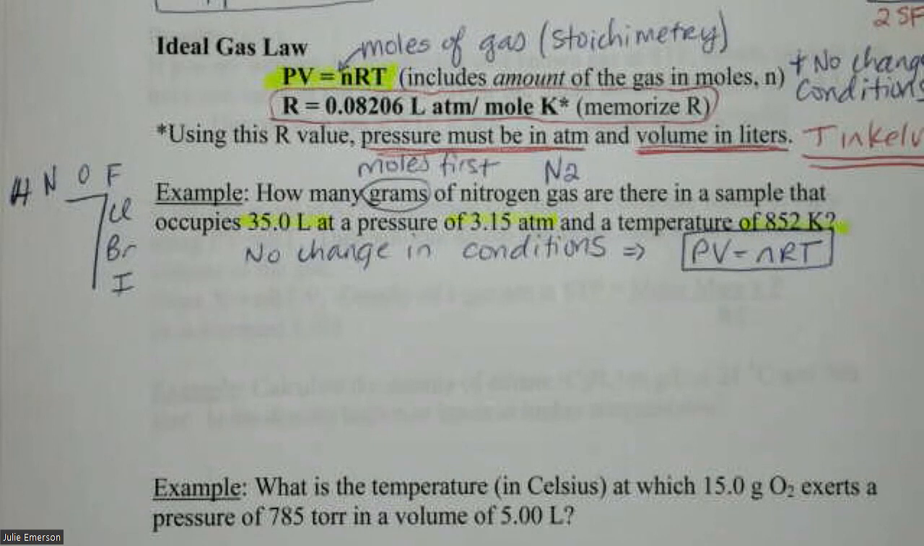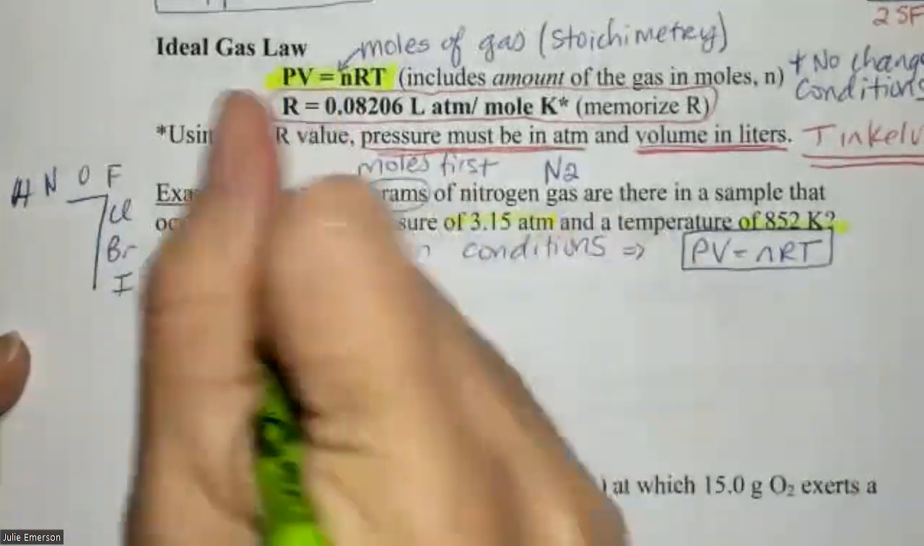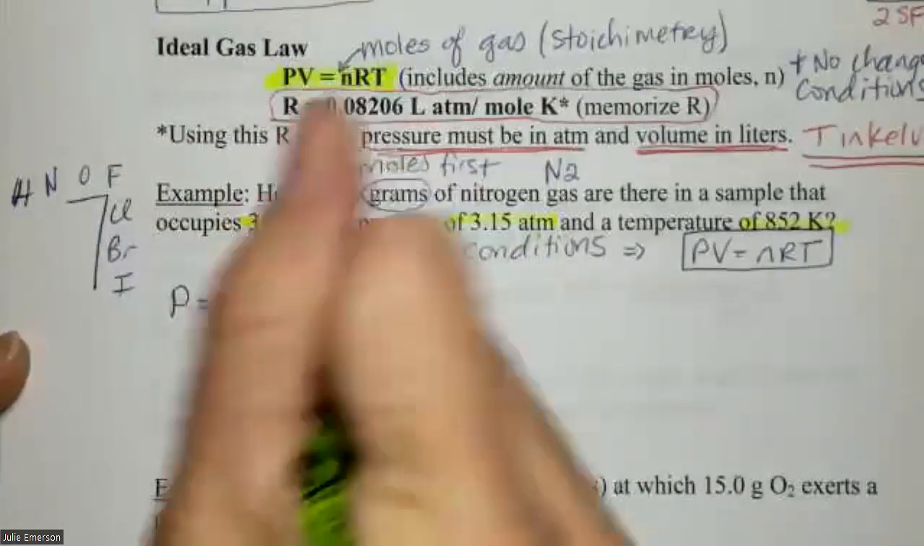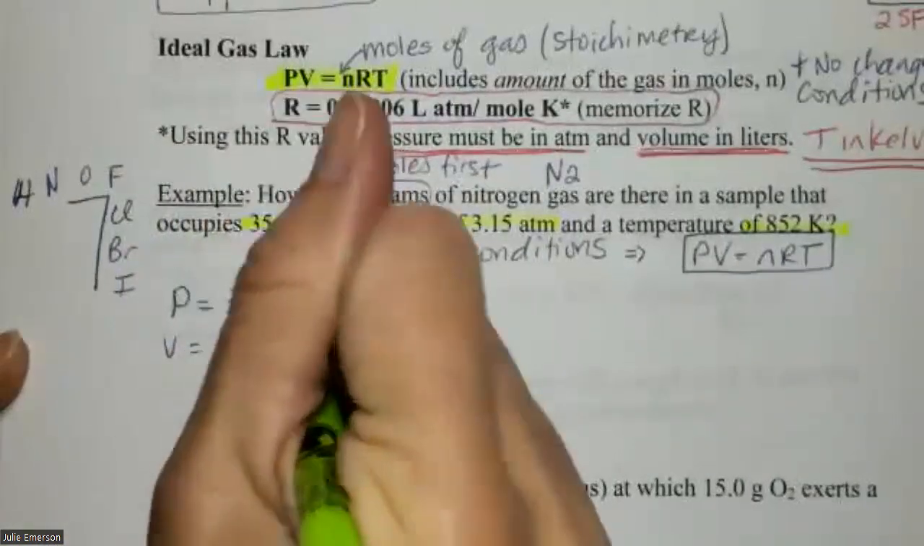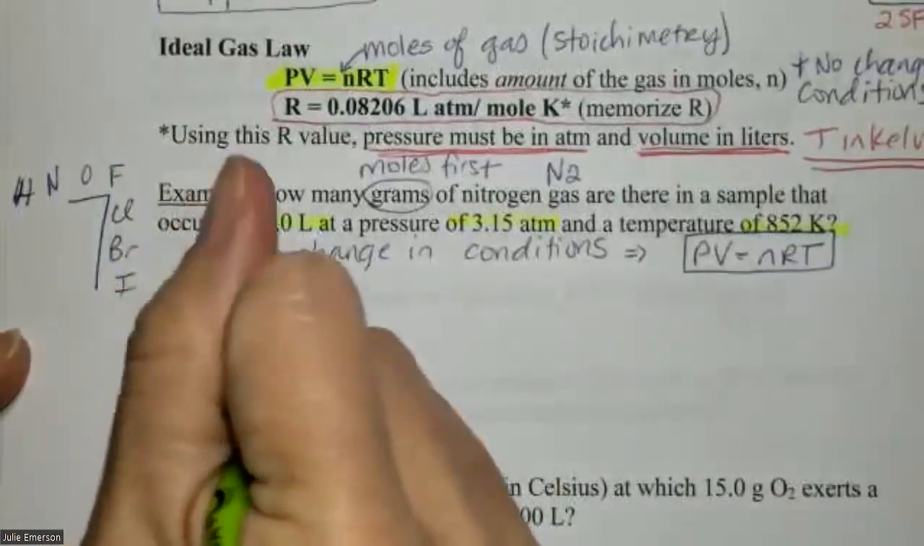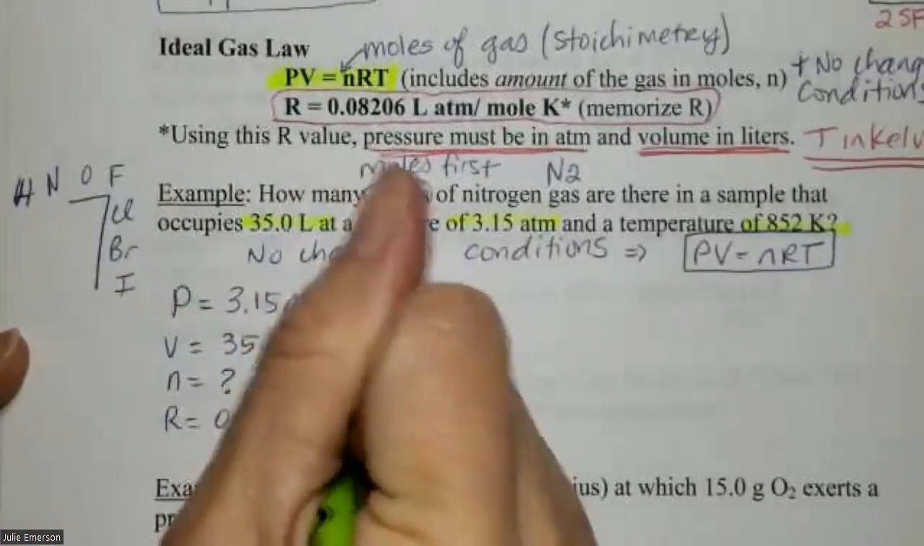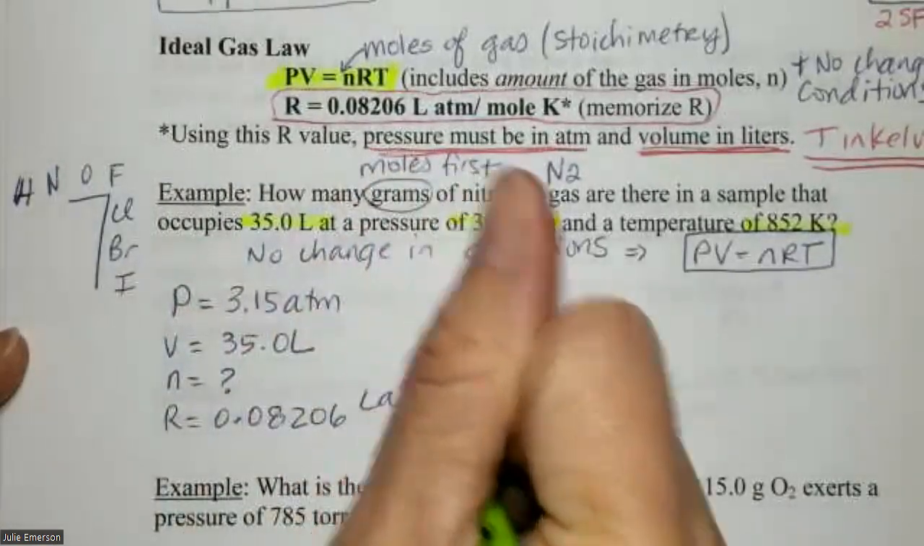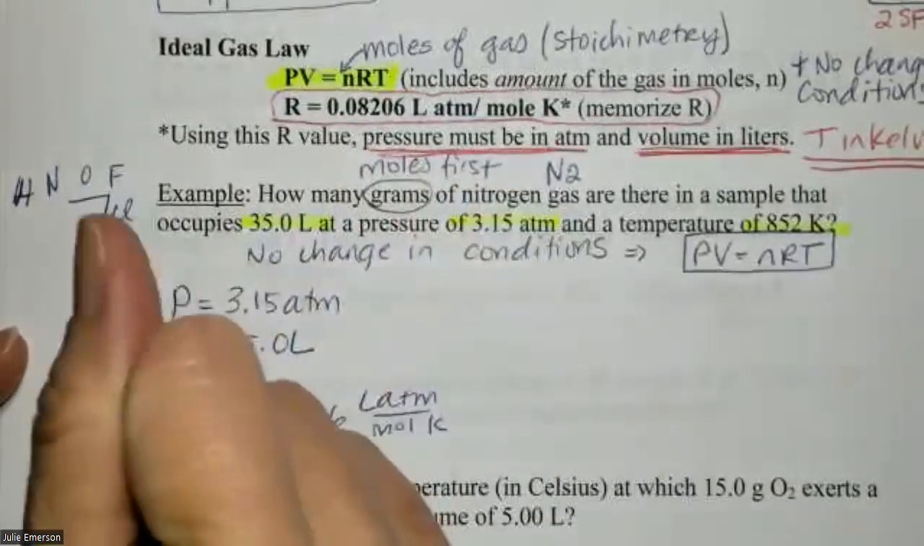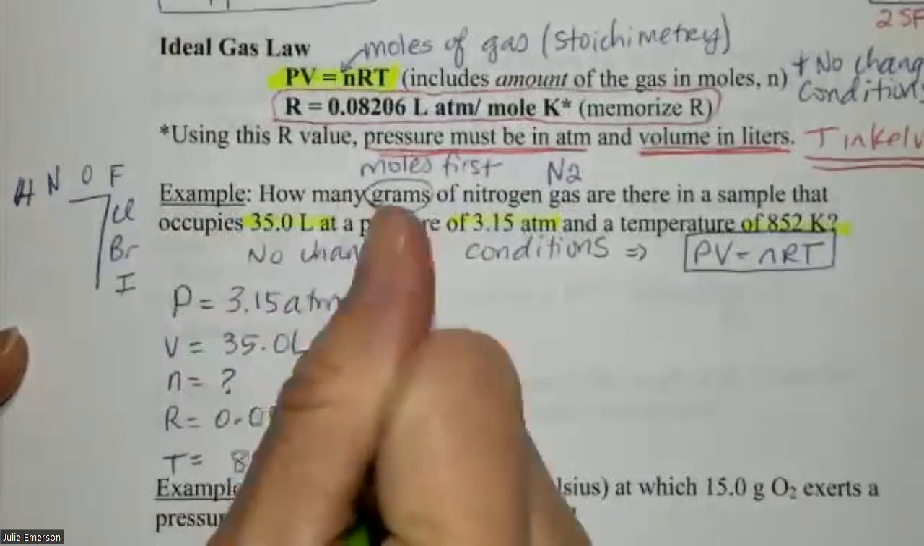Okay, so we have a PIVNERT question this time because one volume, one pressure, one temperature, and then we want to relate that to moles, but then take it to mass. So again, I line everything up. I've picked my formula. My pressure is 3.15 atm. My volume is 35.0 liters. n is what we're going to be looking for. R is a constant. It's always 0.08206 liter atmosphere per mole Kelvin, and temperature 852 Kelvin.